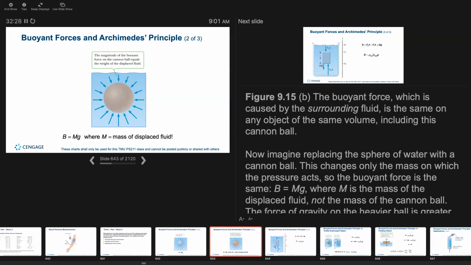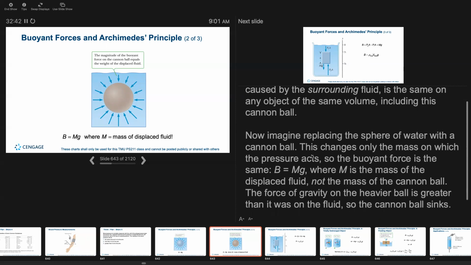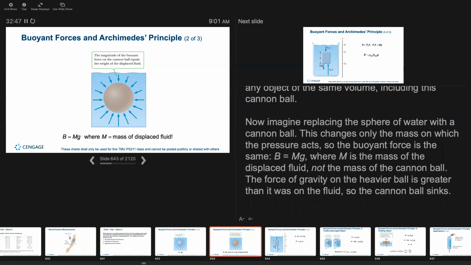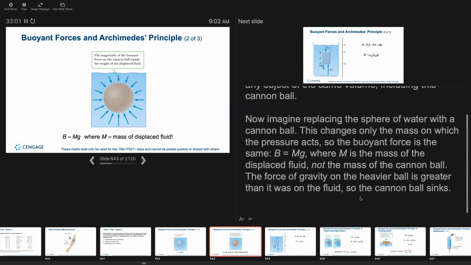So the buoyant force, which is caused by the surrounding fluid, is the same on any object of the ball, or the same ball, including the cannonball. And so now we can imagine replacing the sphere of water with a cannonball that changes only the mass on which the pressure acts. So the buoyant force is the same, B equals mg, where m is the mass of the displaced fluid, not the mass of the cannonball. The force of gravity on the heavier ball is greater than it was in the fluid, so the cannonball sinks.